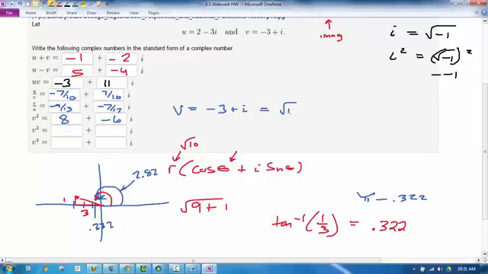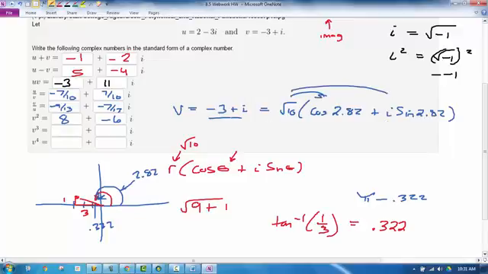So my trig form is going to be the square root of 10 times the cosine of 2.82, now we're in radians, plus i sine of 2.82. Now if you're in radian mode and you go ahead and distribute this, you'll get right back to this complex number. You can go ahead and try it if you want.